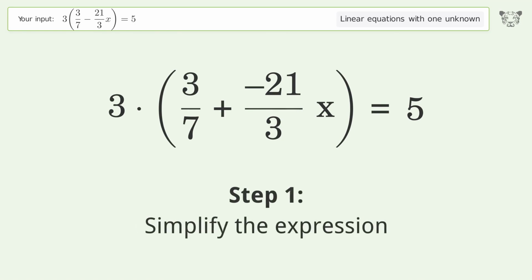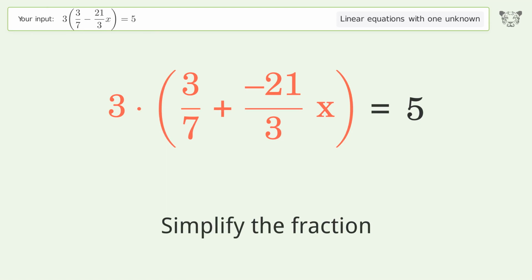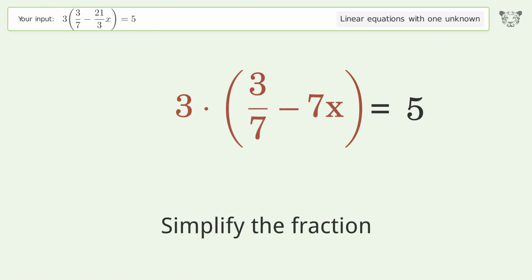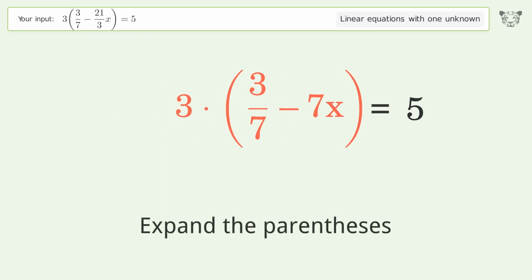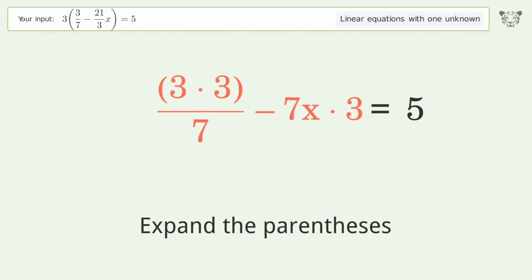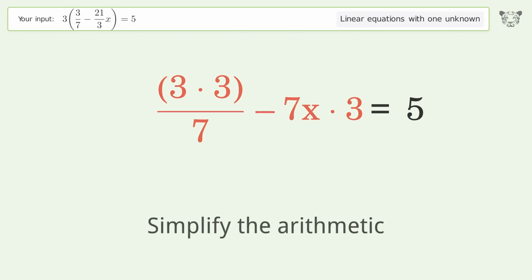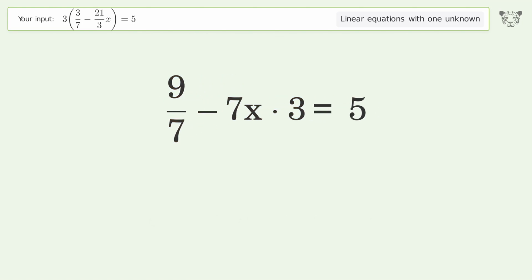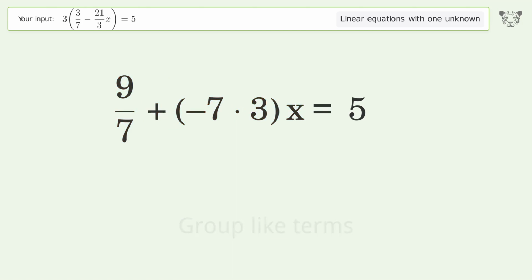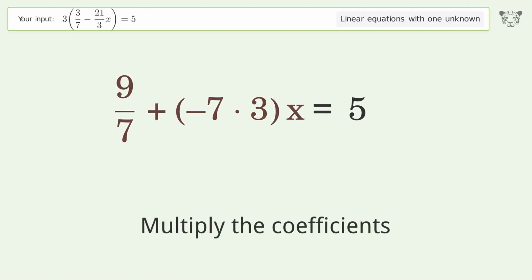Simplify the expression. Simplify the fraction. Expand the parentheses. Simplify the arithmetic. Group like terms. Multiply the coefficients.